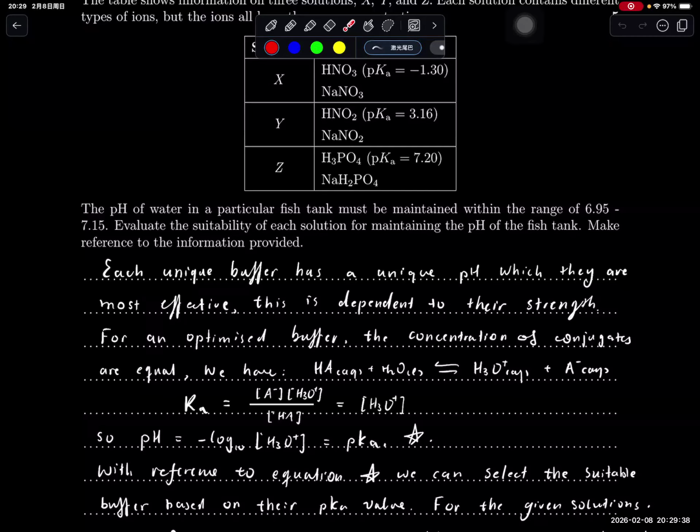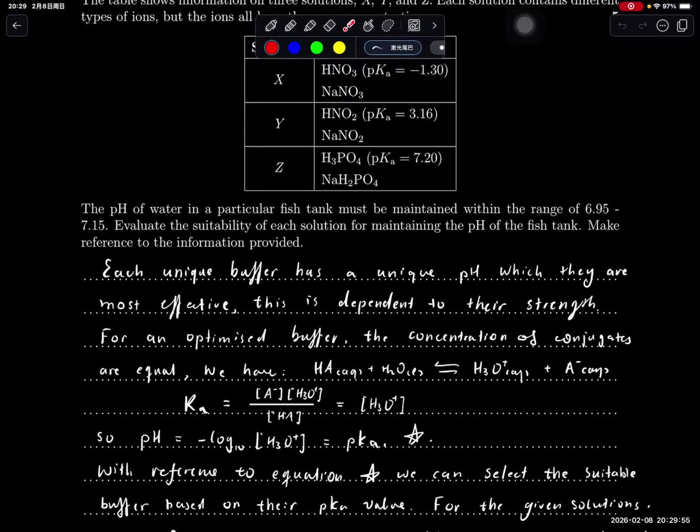Well, what you need to do is define how this works, and because this is not a multiple choice question, you still need to derive that relationship, right? As in, the optimal buffer is pH equals pKa. It's very easy to derive. Just use the definition of what it means to be an optimal buffer.